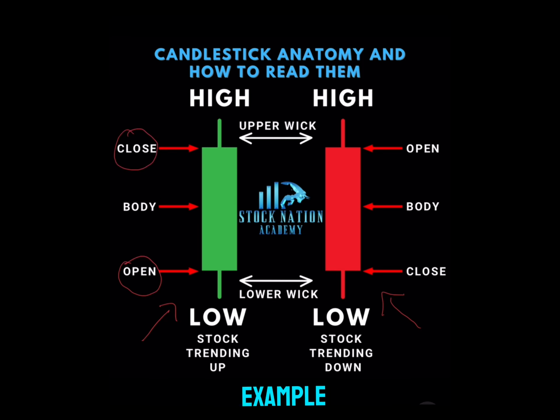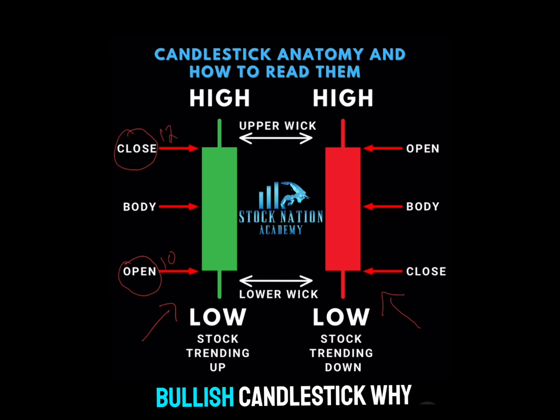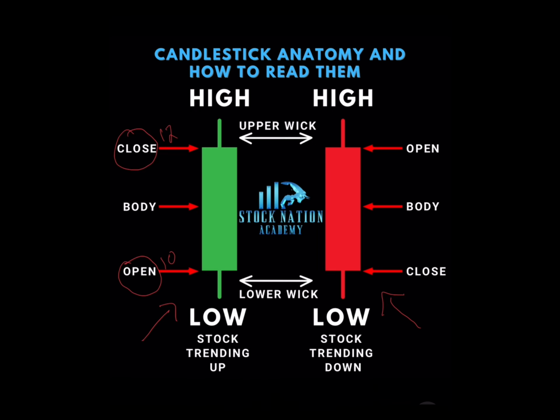Let's say, for example, this candlestick is on a 5-minute chart frame. The opening price, let's say, was $10, and if the closing price is, say, $12, now that would be considered a green bullish candlestick. Why? Because the opening price is lower than the closing price, or the closing price is higher than the opening price within that time frame of 5 minutes.